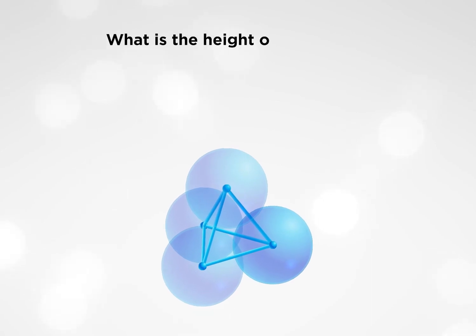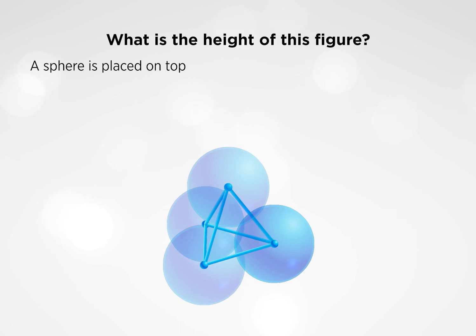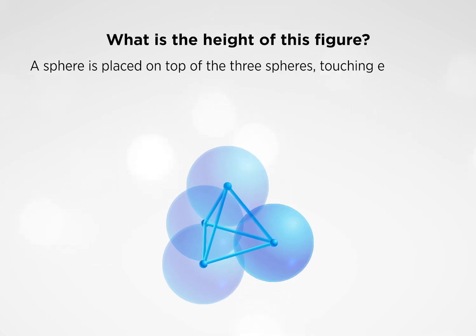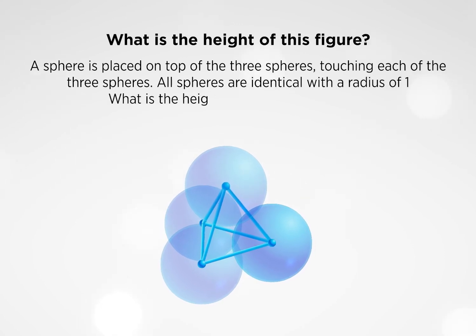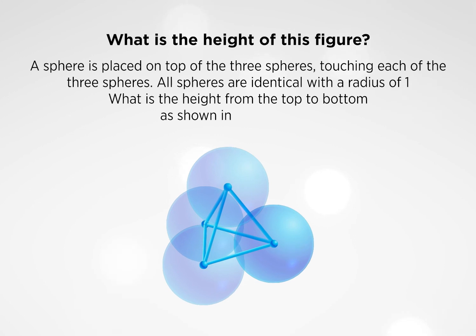What is the height of this figure? A sphere is placed on top of the 3 spheres, touching each of the 3 spheres. All spheres are identical with a radius of 1. What is the height from the top to bottom as shown in the diagram?